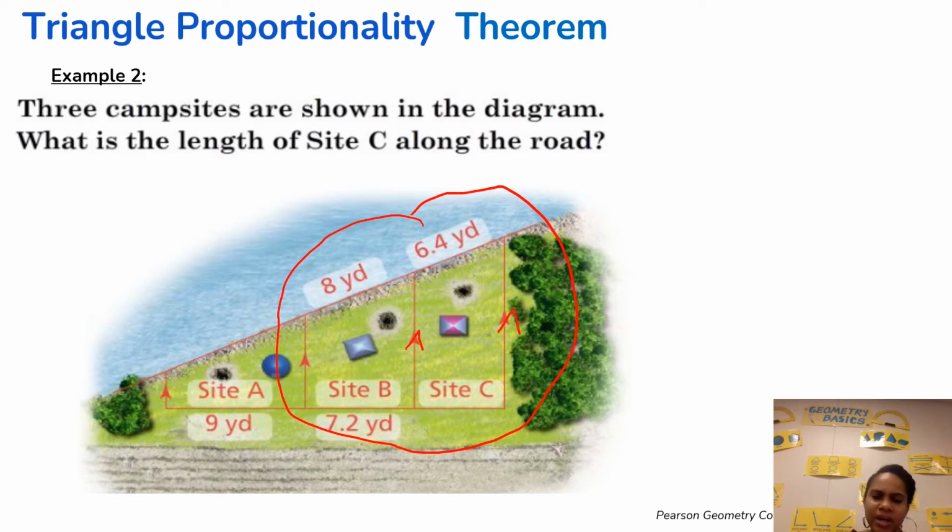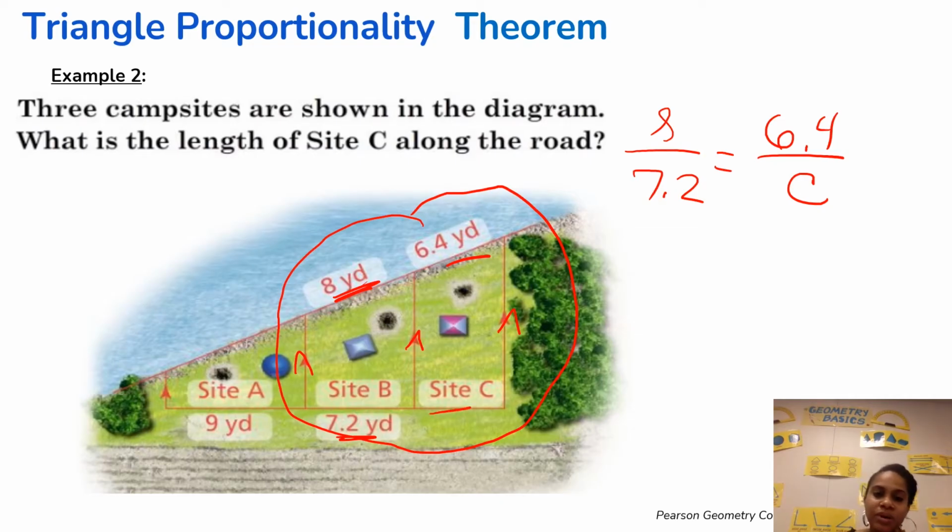All right, so I can set up my proportion several ways. I'm going to set it up as 8 over 7.2, so here and here, is equal to 6.4 over site C. Or you could set it up as 8 over 6.4 is equal to 7.2 over C. As long as you set up corresponding sides, you're going to get the same answer.